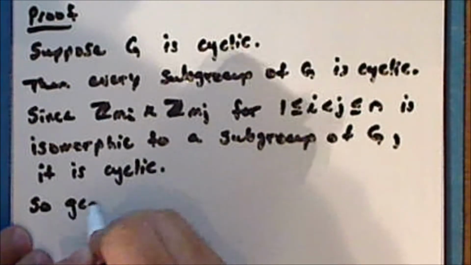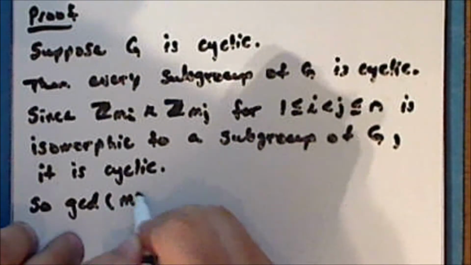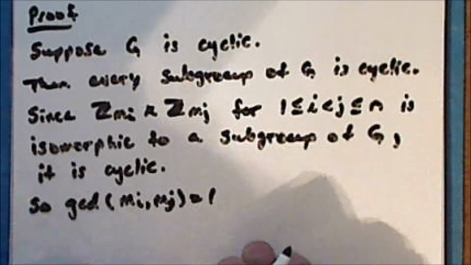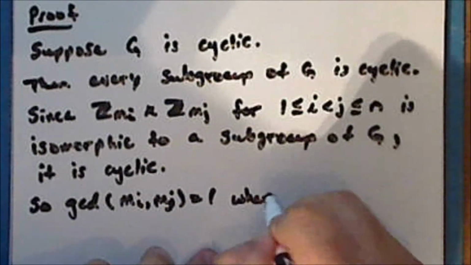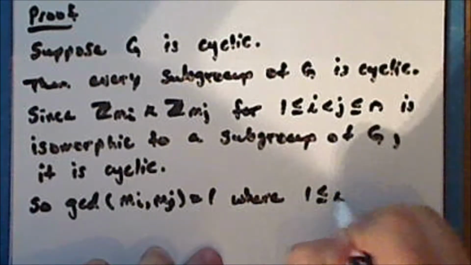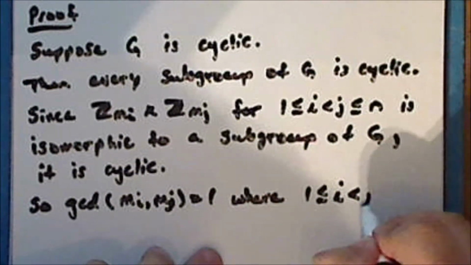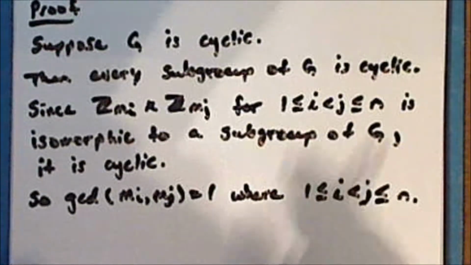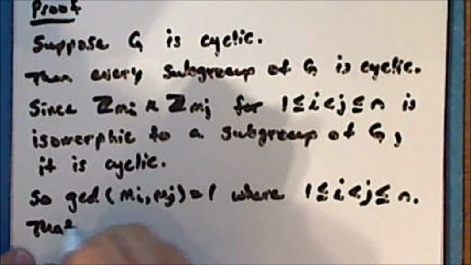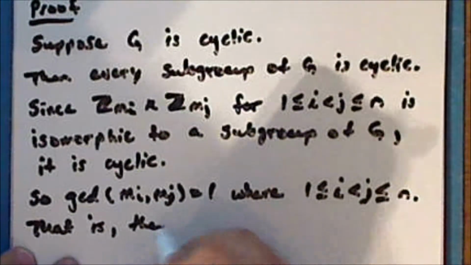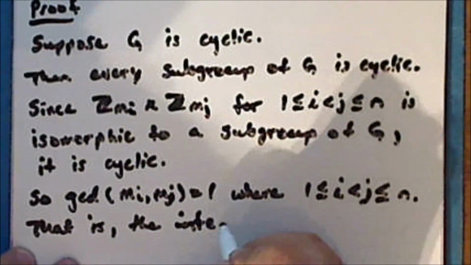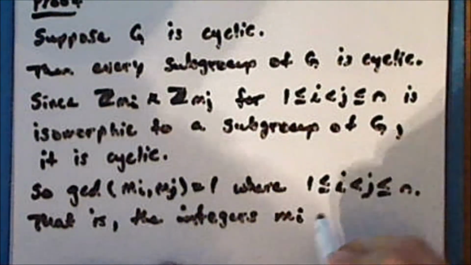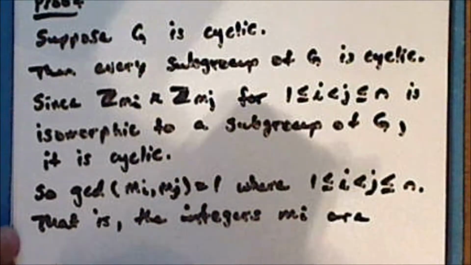And so the greatest common divisor of the integers m sub i and m sub j is 1, where once again i is greater than or equal to 1, strictly less than j, which is less than or equal to n. That is, the integers m sub i are pairwise relatively prime.